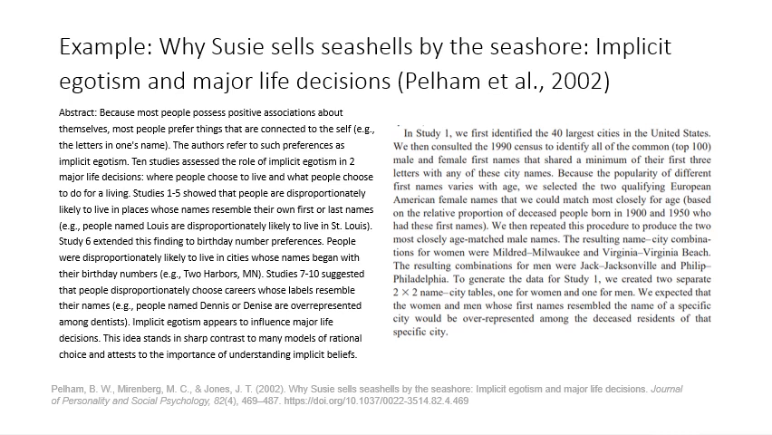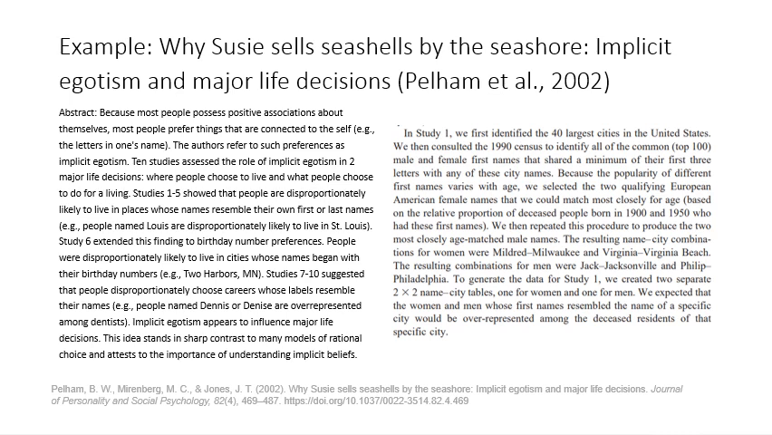And so they were just wondering if this egotism actually influences major life decisions, where people choose to live and what they choose to do for a living. And so using archival data, I'll show you this in a moment, they found that people are in fact disproportionately likely to live in places whose names resemble their own first or last name. Like people named Lewis are disproportionately likely to live in St. Louis.